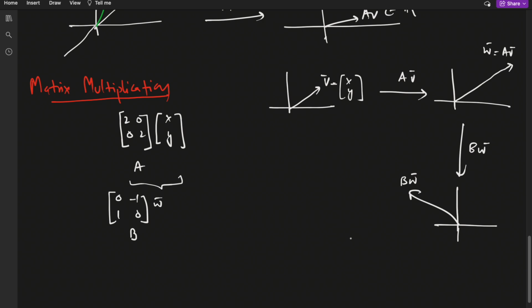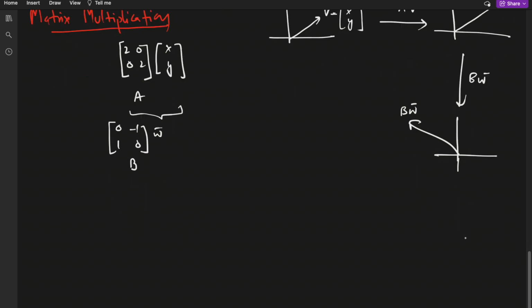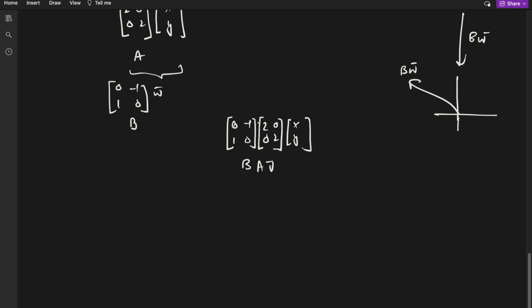If you see what I did, I applied two consecutive matrices to xy. First I applied matrix A, which is scaling by amount 2, and then I applied matrix B, which is anti-clockwise rotation by 90 degrees. So this is B, A, and V. Applying two consecutive matrices is the same as multiplying these two matrices and transforming the vector by that multiplied matrix.